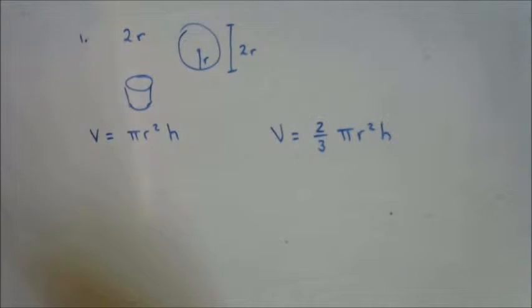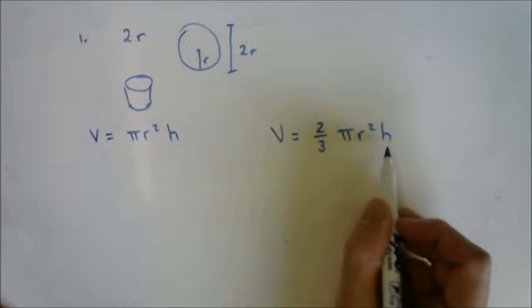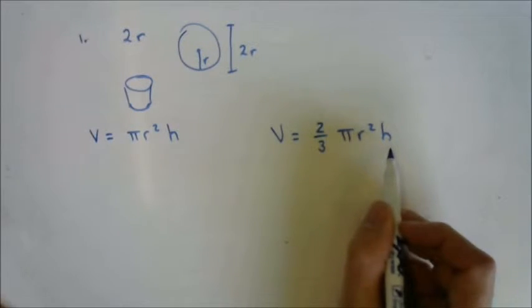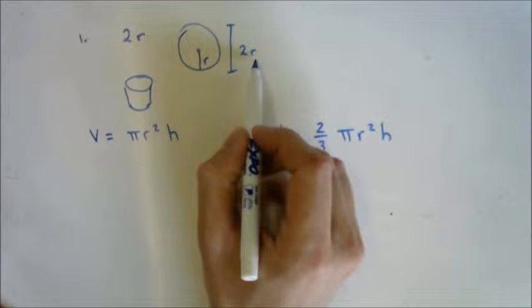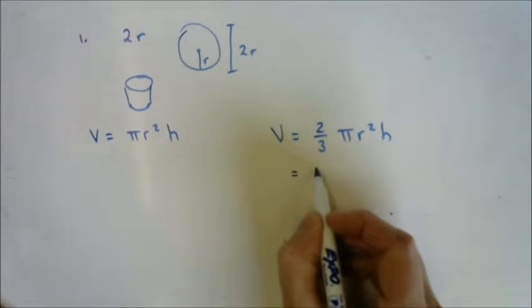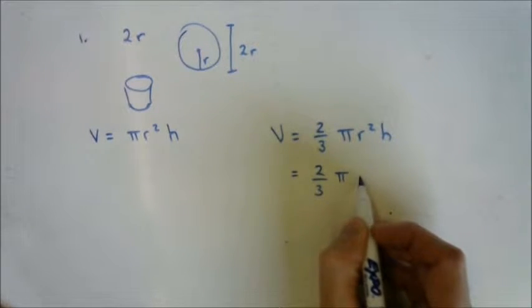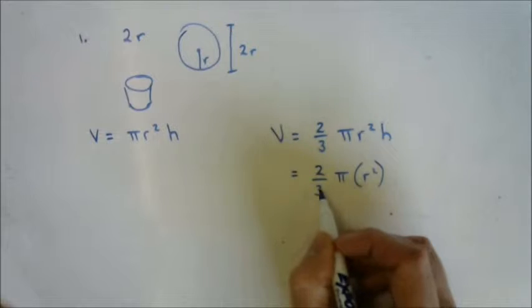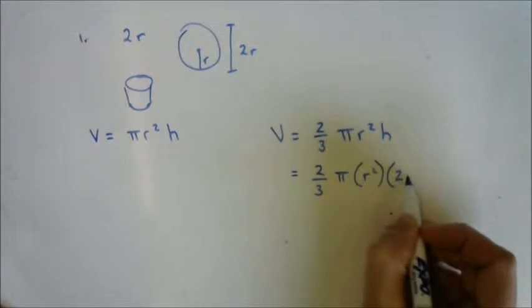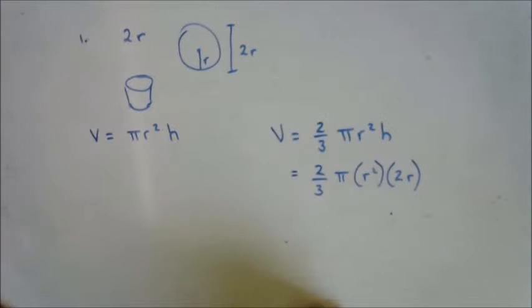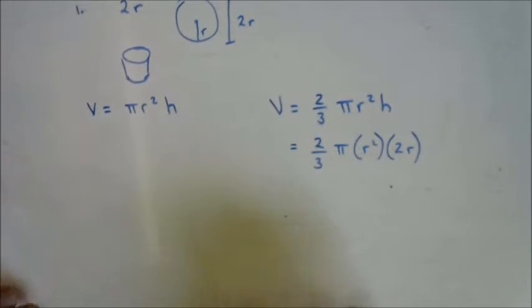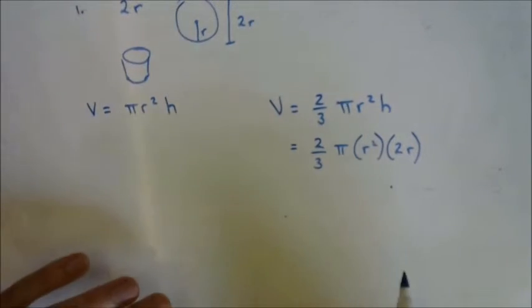Okay, but what do we know about the height of the sphere? It's 2 radii. Okay, so we can reduce this further. We can lose the variable h, and we have 2/3 pi r squared times 2r. Okay, we're following so far? h is just 2r. So now we don't need the height. We can just talk in terms of radius, which is what we do when we're talking about circles and spheres.